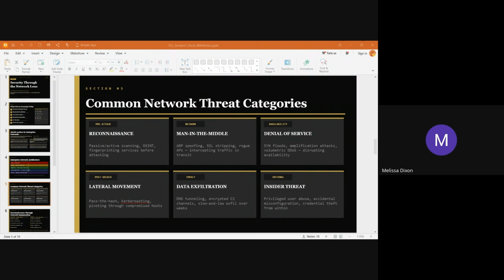So which of these do you think causes the most real world damage, if you guys had to take a guess? Anybody have any thoughts on that? Insider threat? Anybody else? Probably man-in-the-middle. Really? It depends on your threat model, basically, right? Correct.